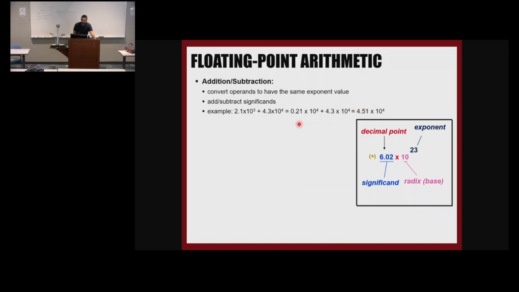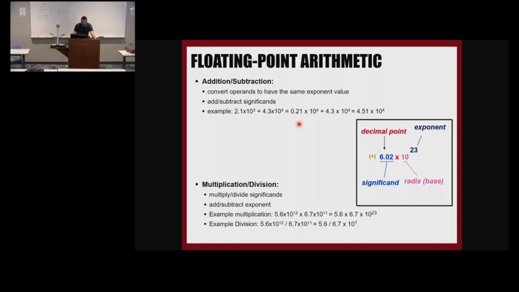Multiplication and division are even easier, because what you do is simply multiply or divide the significant part and add or subtract the exponents. So if I want to multiply, let's say, 5.6 times 10 to the 12 with 6.7 times 10 to the 11, I multiply 5.6 and 6.7 and add the exponents. You multiply these two and add the exponents.